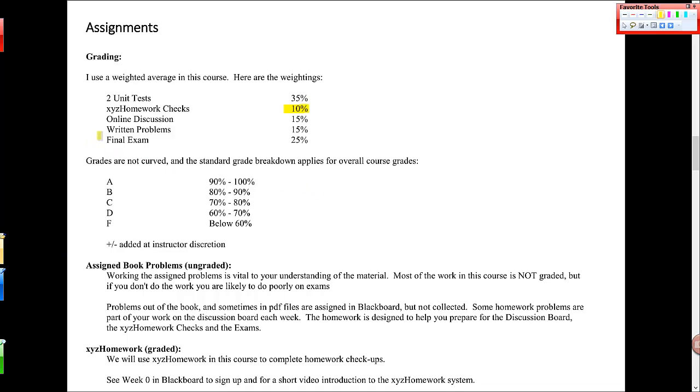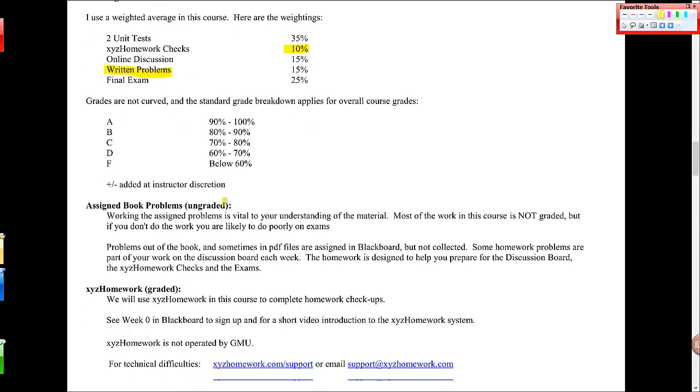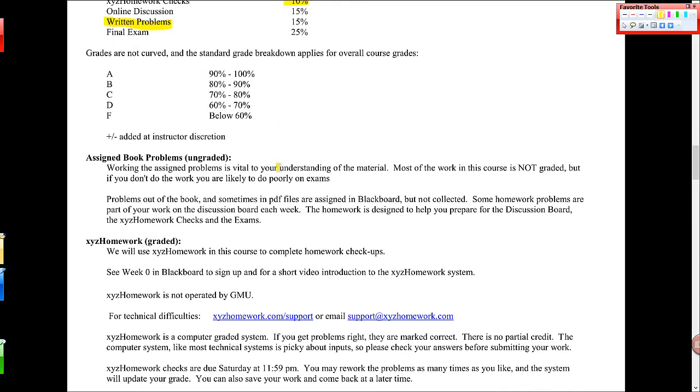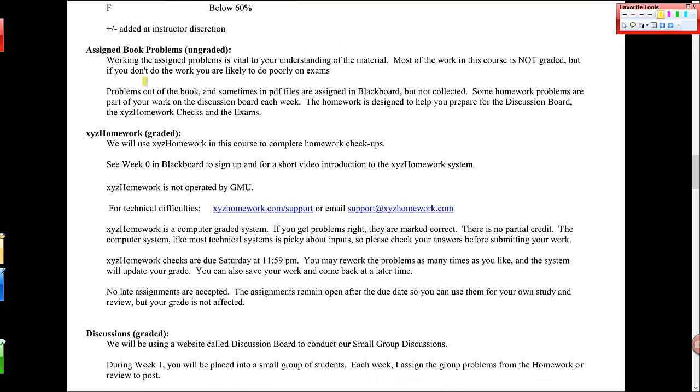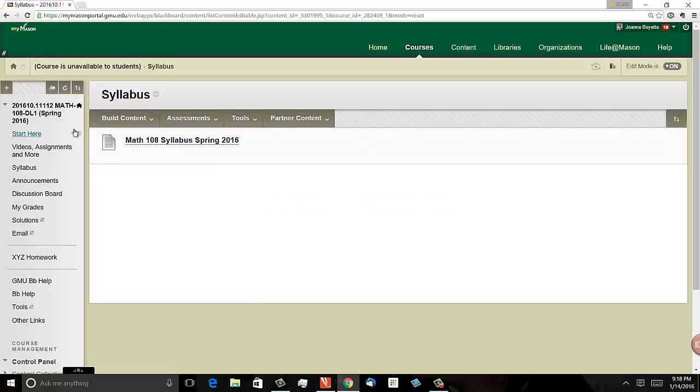These written problems right here are like the exam problems. Okay? I use a standard grade breakdown. There is usually not a curve in this class. Also, there's usually not the need for one. Let me show you your assigned problems out of the book each week. And let me show you how the weekly work is set up, and maybe we'll come back.